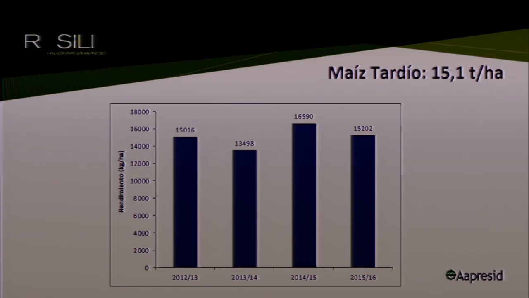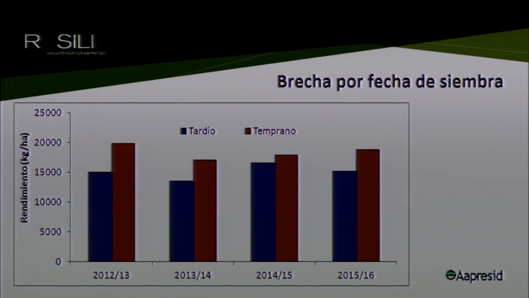Luckily enough, we have 4 growing years where we have been able to measure the potential yield of late corn, which is about 15.1 tons per hectare. Here we see the 4 growing years where yields were shown, and the variability in this chart is due to the sunlight in February, which limits corn productivity with sufficient water supply. 15.1 tons of grain is a good production for corn in this area.